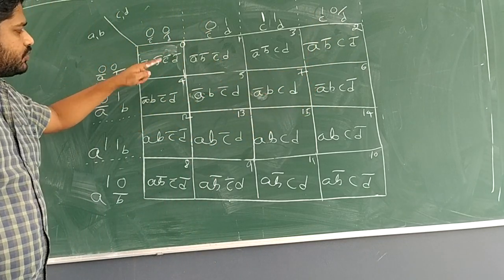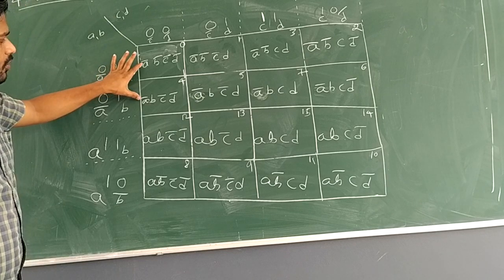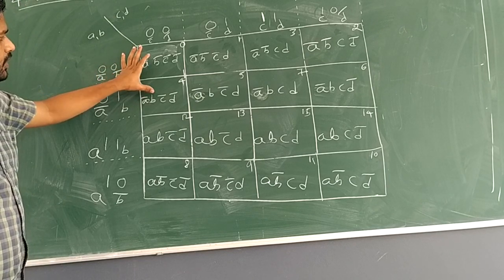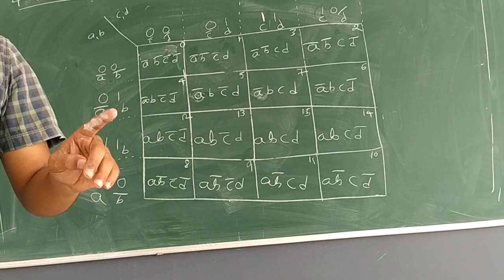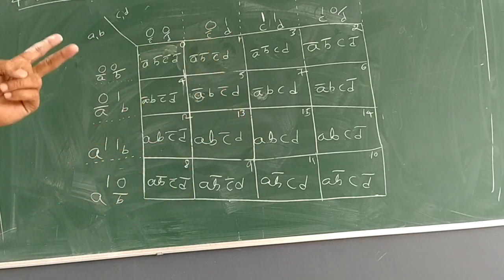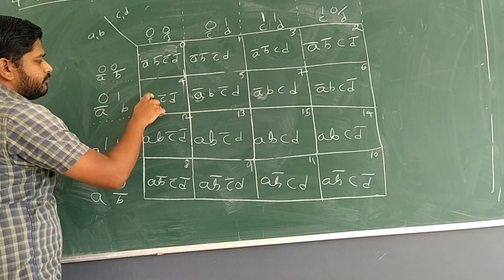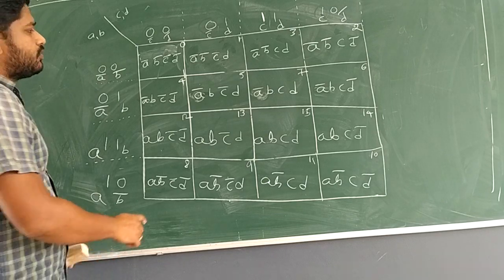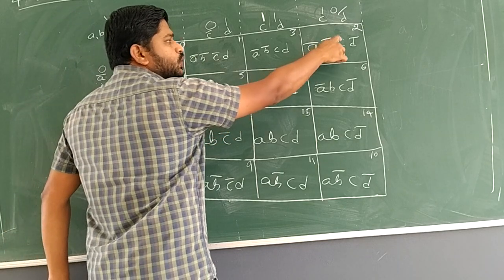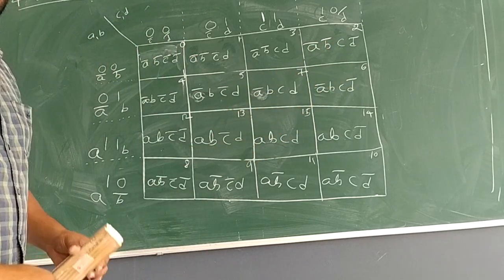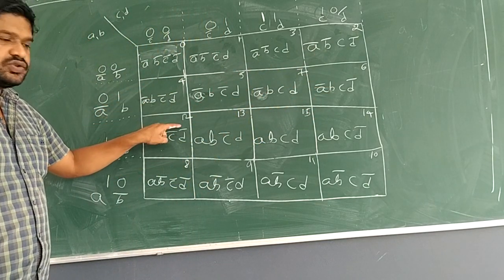So now we compare 0 with 4. A complement same, C complement same, D complement same. What is the difference? B, the second letter. Here is the difference. So now like this: 1 with 5, 3 with 7, 2 with 6.